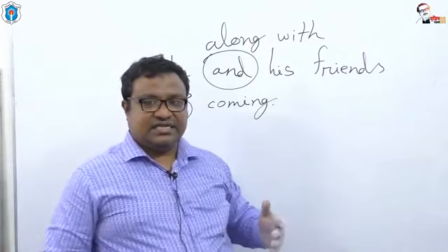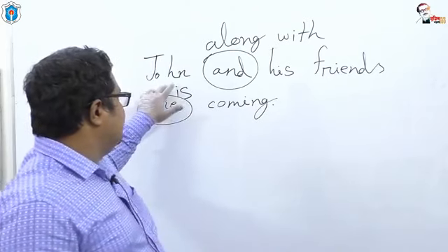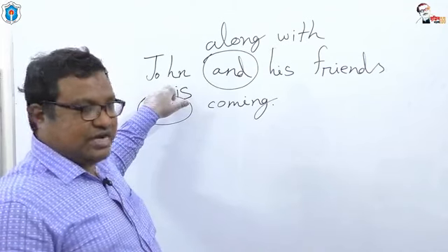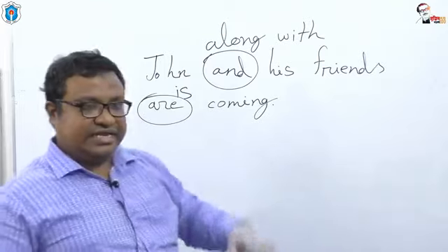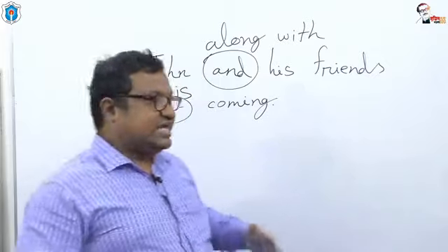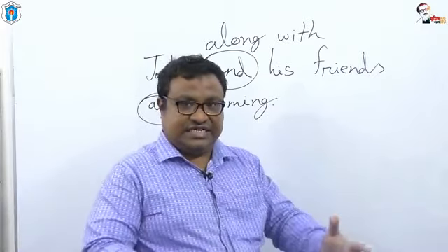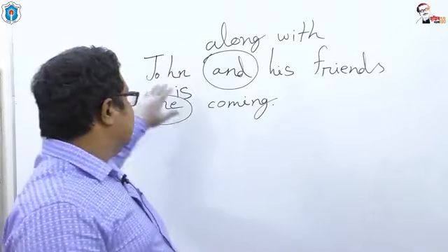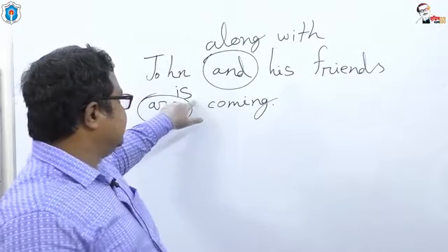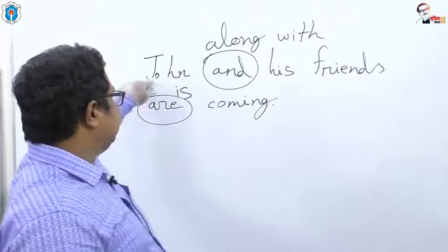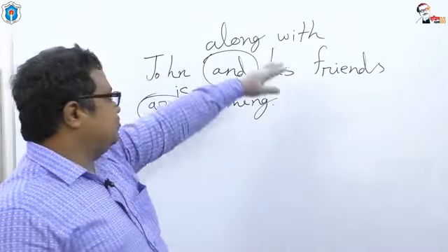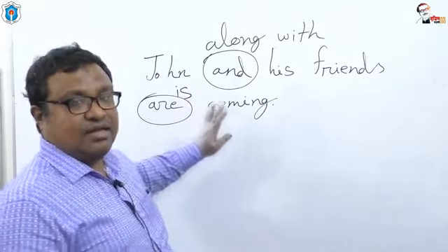In these cases, verb will follow the first subject, and if the first subject is singular, then verb will be singular as well. And in such cases, if there is a singular subject and if there is a plural subject, then the singular subject will be used in the beginning and verb will be singular. We will not use his friends along with John are coming. Rather, John along with his friends is coming.